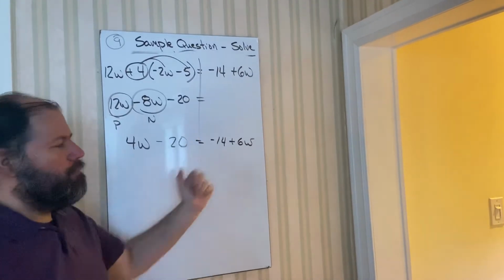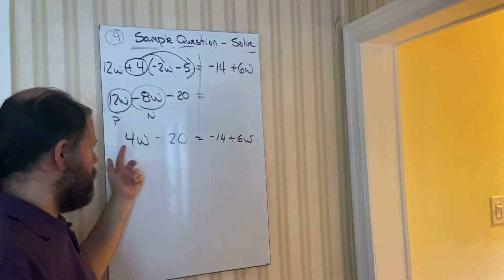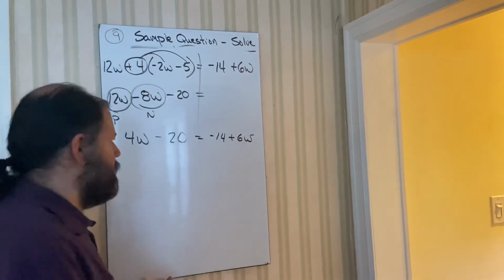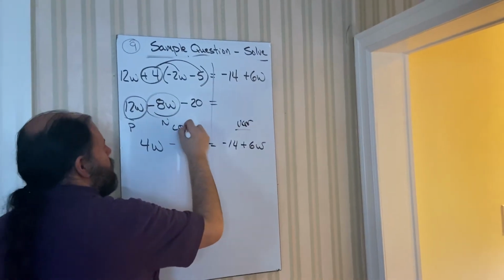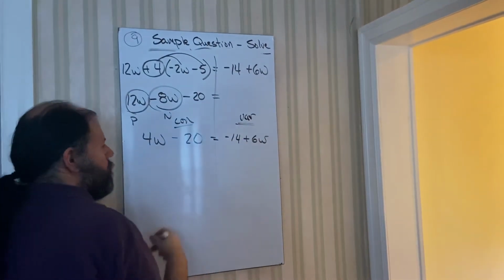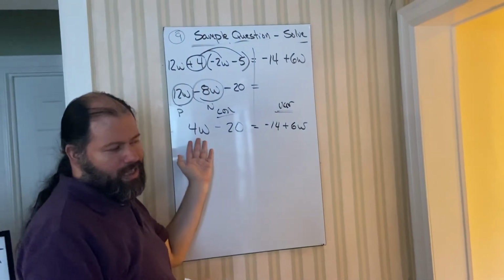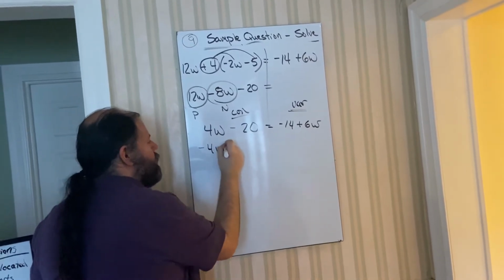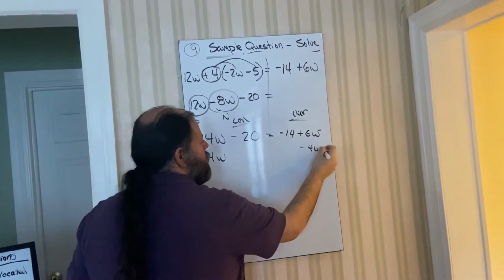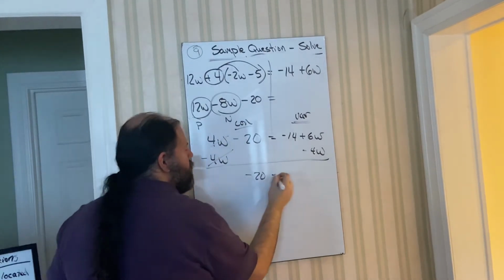4 versus a positive 6, because they both have variables, so we look at the higher coefficient. Positive 4 versus positive 6. This is my variable side. This would be my constant side. So that means the 20 gets to stay, but the 4W is not a constant. It needs to move. So the opposite of a positive would be a negative 4W. Negative 4W. They cancel out, so you're left with negative 20.